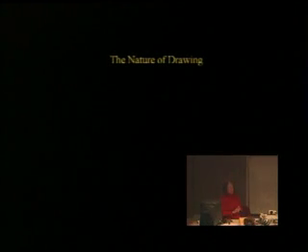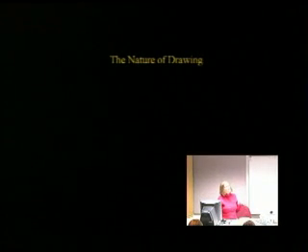Because drawings tend to be just black and white for the most part, not entirely, and they tend to be smaller because paper used to be produced only in small size, it means that you have to get closer.